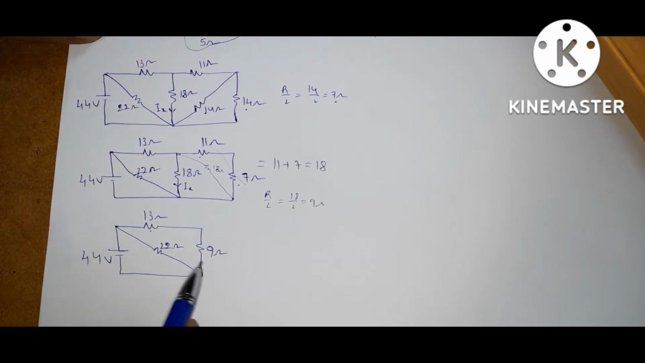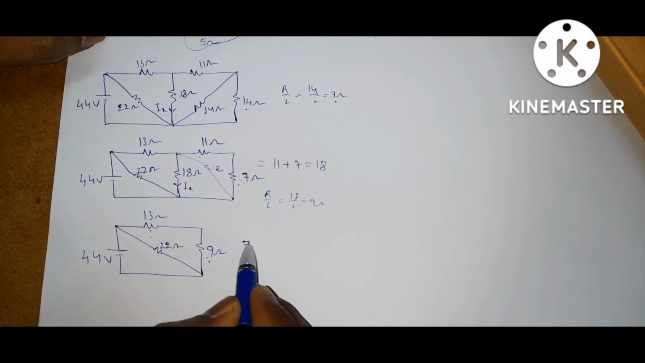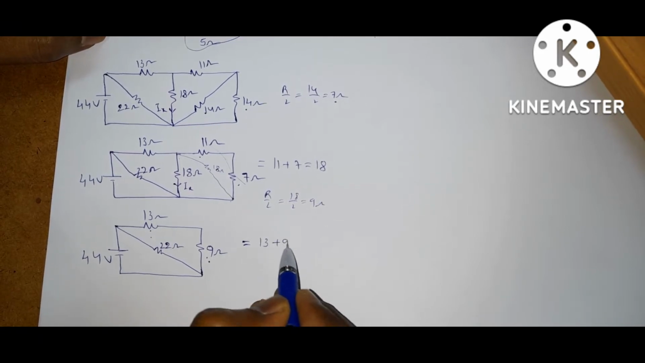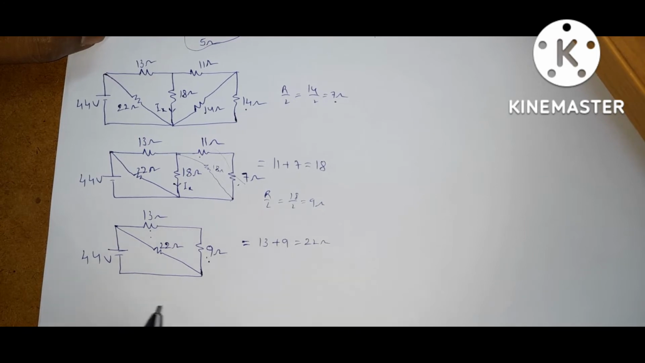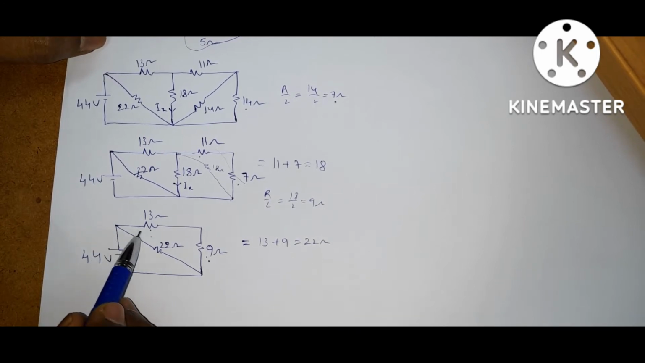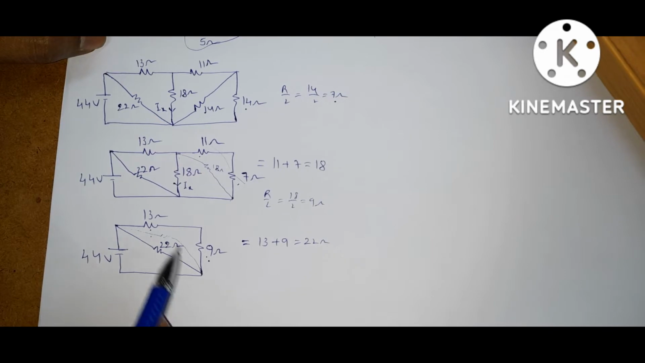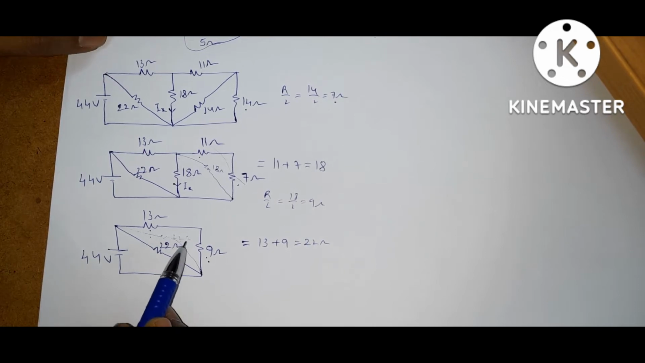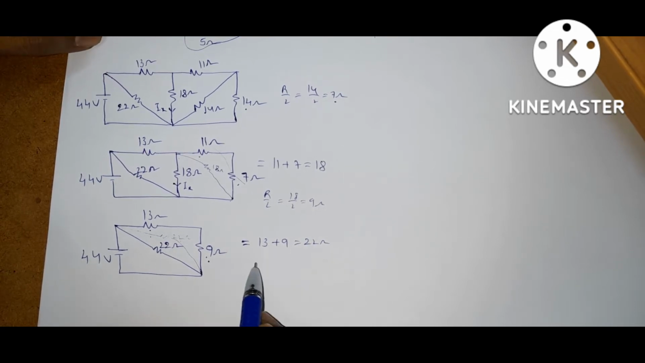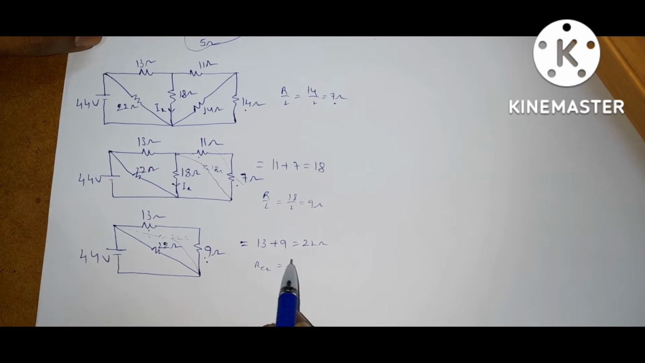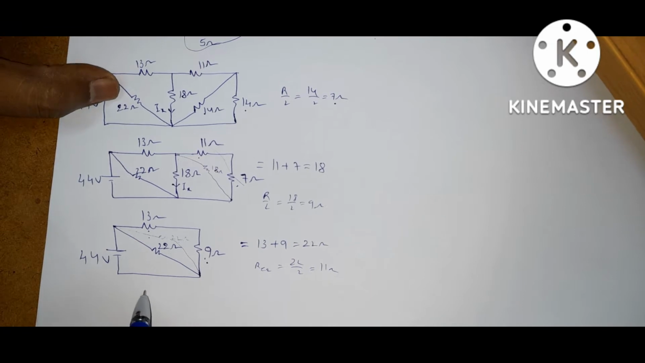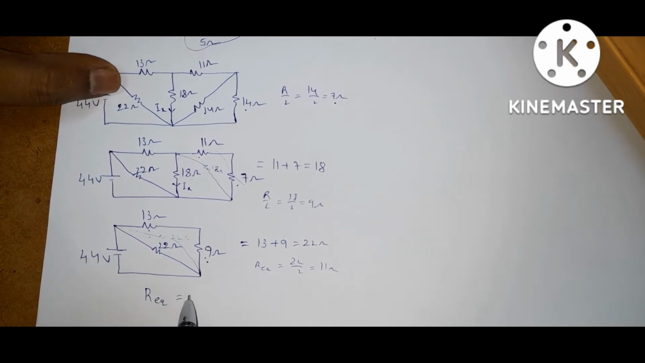Again, this 13 ohm and 9 ohms are in series. If two resistors are connected in series, the equivalent is the summation of the two resistors, that is 13 plus 9. Again you will get 22 ohms. Now this is 22 ohms. This 22 ohms and this 22 ohms are in parallel. If two equal resistors are connected in parallel, what is the equivalent? R equivalent is equal to 22 by 2, that is 11 ohms. So totally, what is R equivalent? R equivalent we got is 11 ohms.